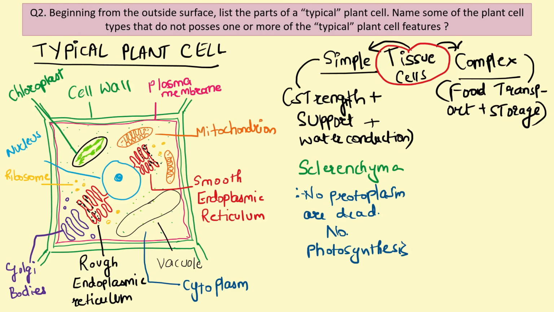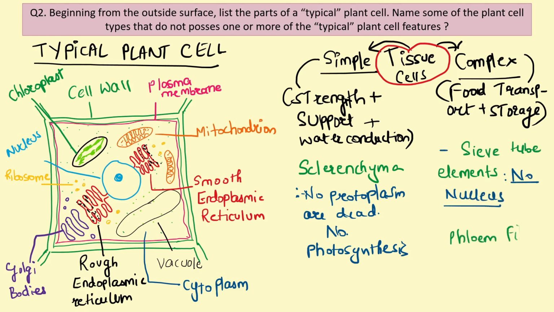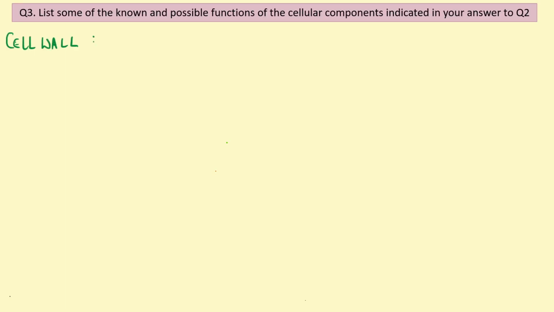Some of the complex tissue cells are sieve tube elements. They do not have any nucleus. And the second one is the phloem fibers. They do not have protoplasm. Now let us go to question number 3. List some of the known and possible functions of the cellular components indicated in your answer to question 2.